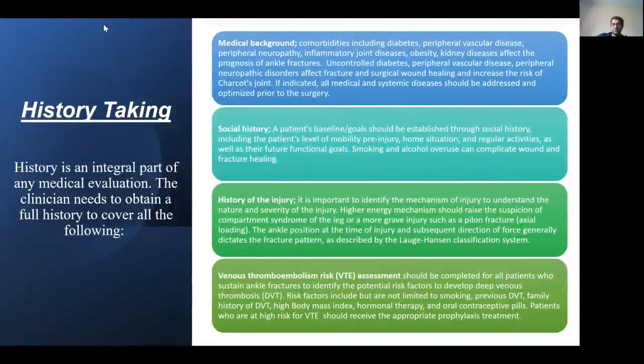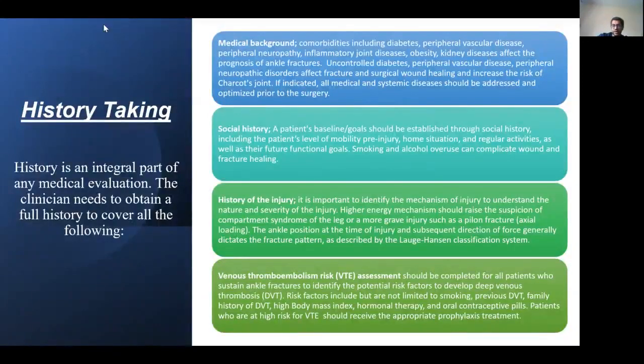Social history. The patient's baseline and goals should be established through the social history, including the patient's level of mobility pre-injury, the home situation, regular activities, as well as their future functional goals. Smoking and alcohol overuse can complicate wound and fracture healing as well.